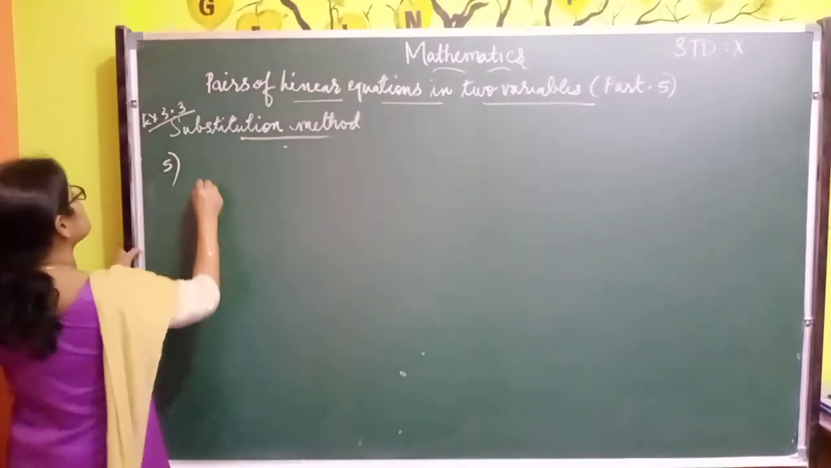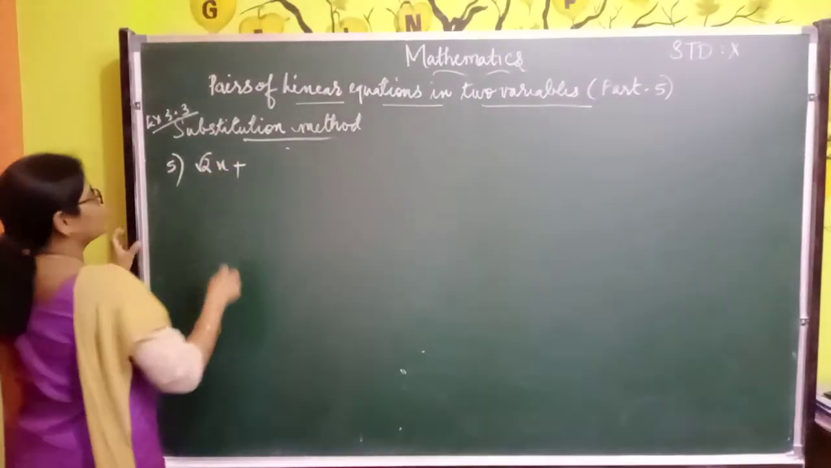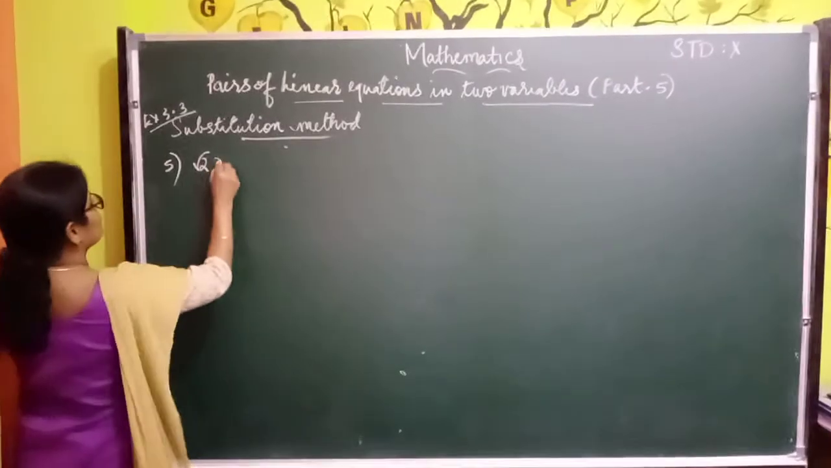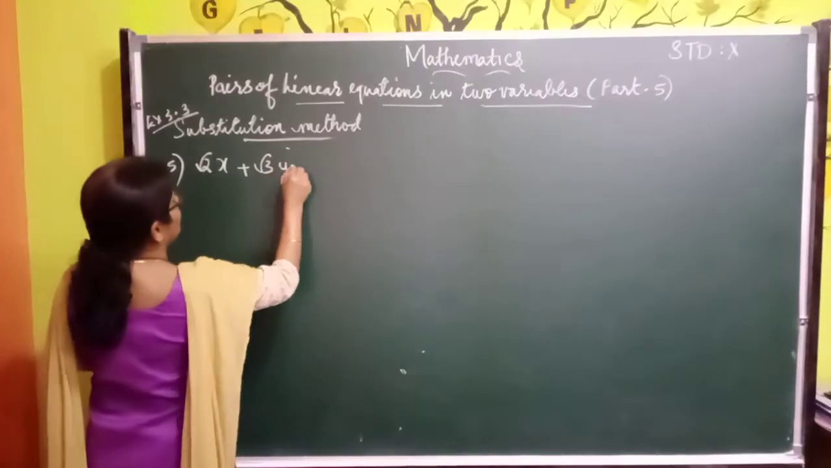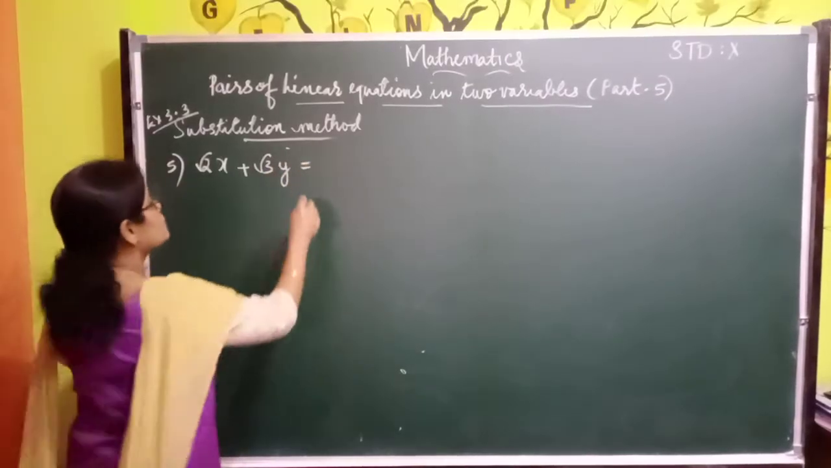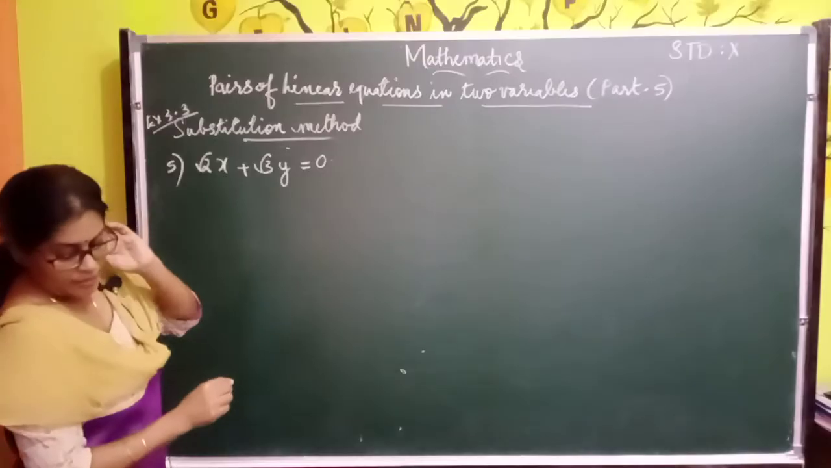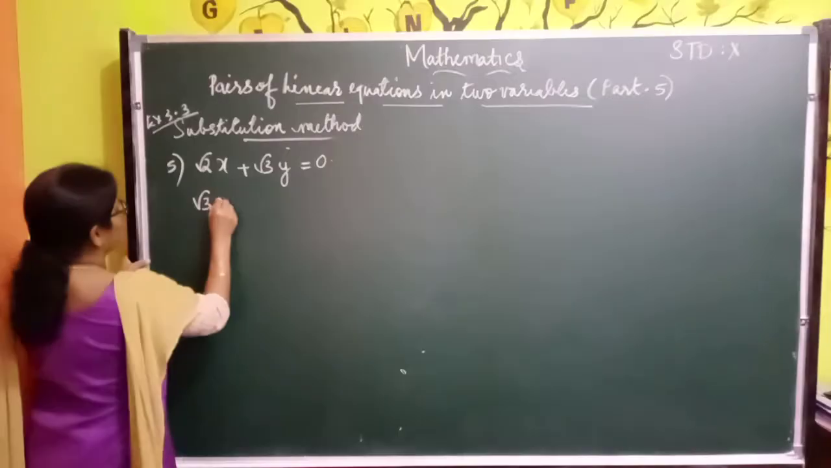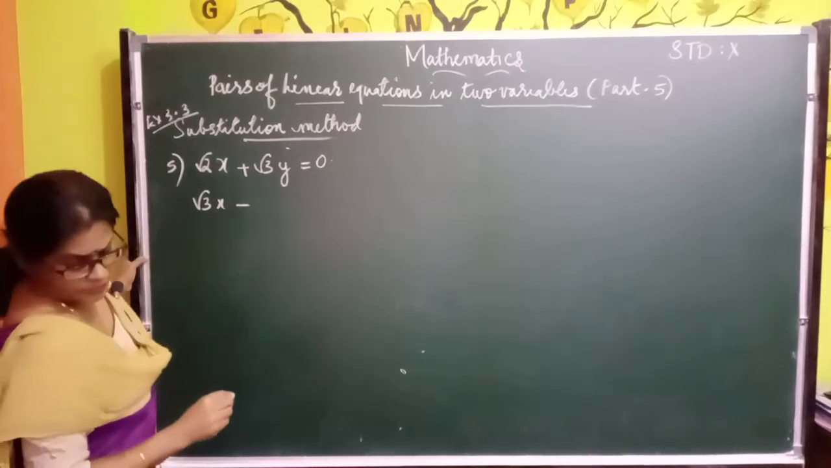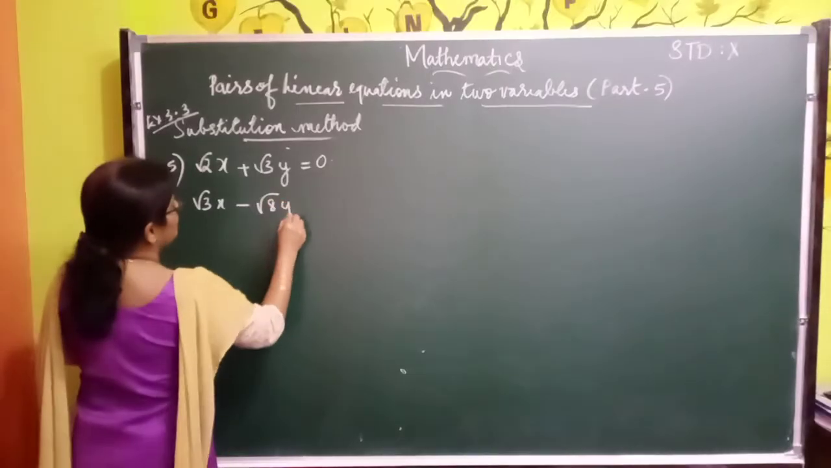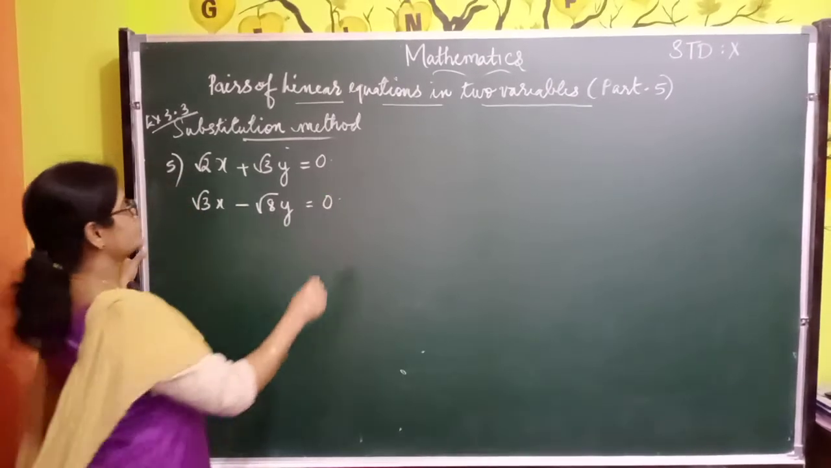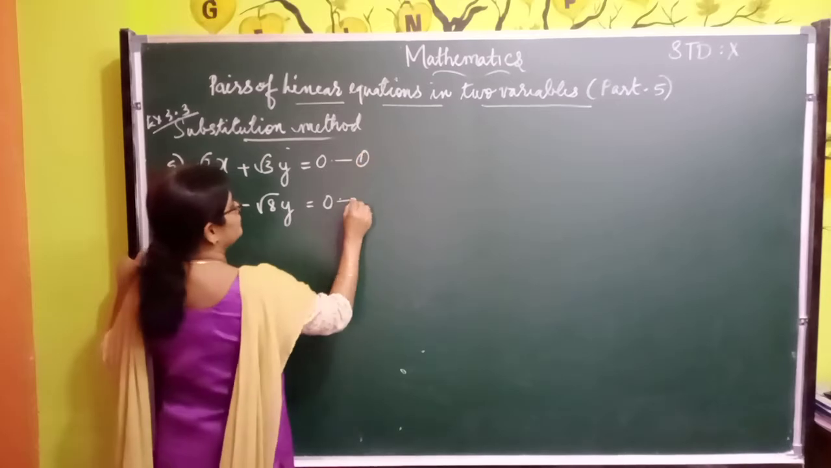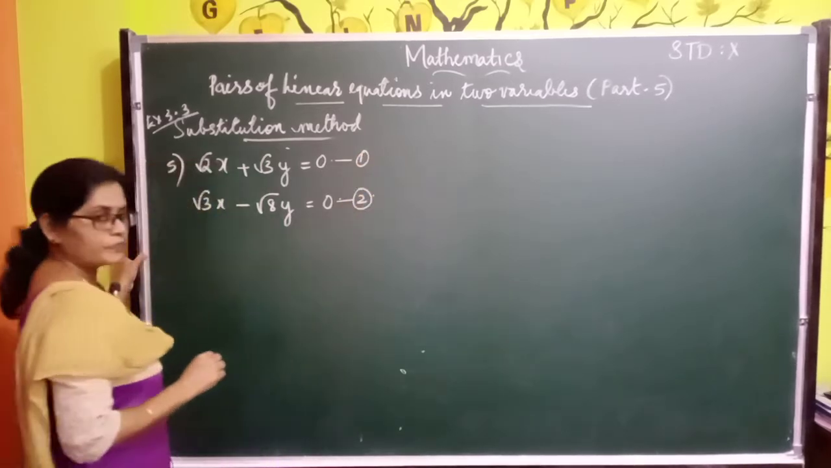Root 2x plus root 3y equals 0 and root 3x minus root 8y equals 0. Equation 1, equation 2.